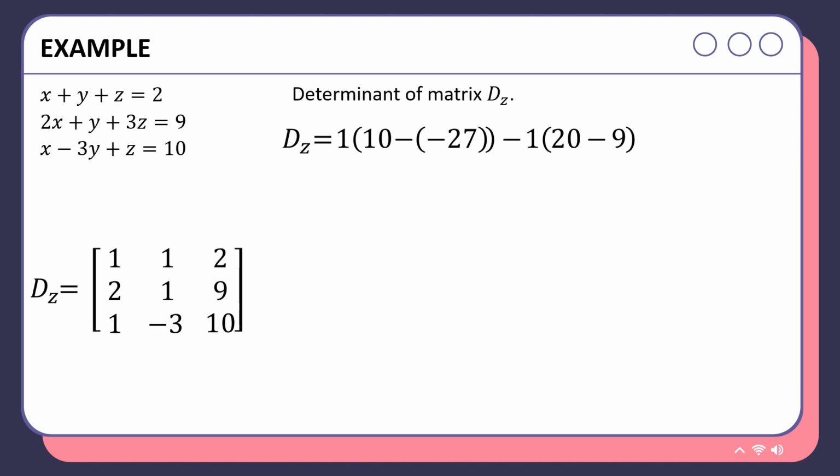Next, we cover 1 and 1 in the first row and 9 and 10 in the third column. Our next operation is addition. We copy positive 2 times 2 times negative 3 is equal to negative 6 minus 1 times 1 is equal to positive 1.